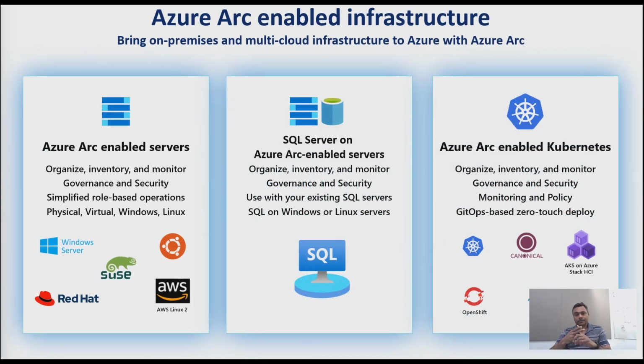There are 3 offerings under the Azure-Arc enabled infrastructure category. First one is the Azure-Arc enabled servers. Second one is Azure-Arc enabled SQL servers. And finally, the Azure-Arc enabled Kubernetes.